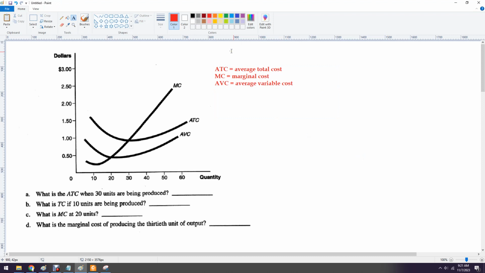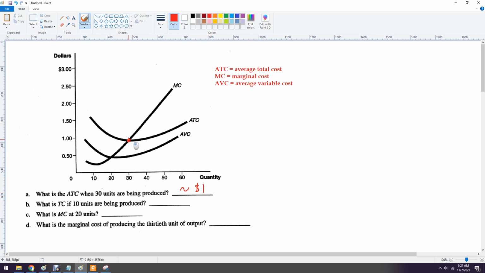So pretty simple. We want to know what the average total cost is when 30 units are being produced. So we find quantity, we go to 30 units. We're going to find where that hits the average total cost and just draw a line. I encourage you to do this on paper, and you can see it's just under $1. The graph isn't super technical, so we could probably say this is right around $1 in this case. So that's where that is.